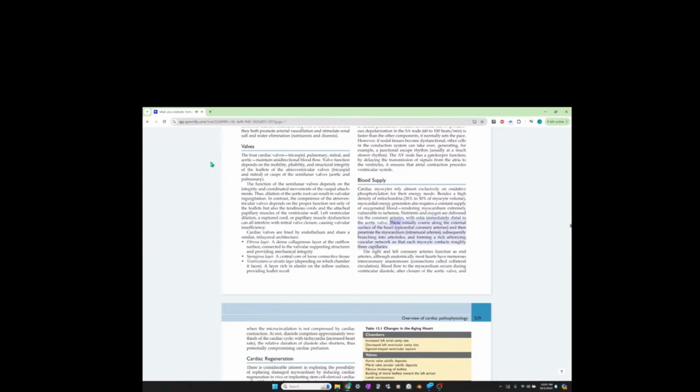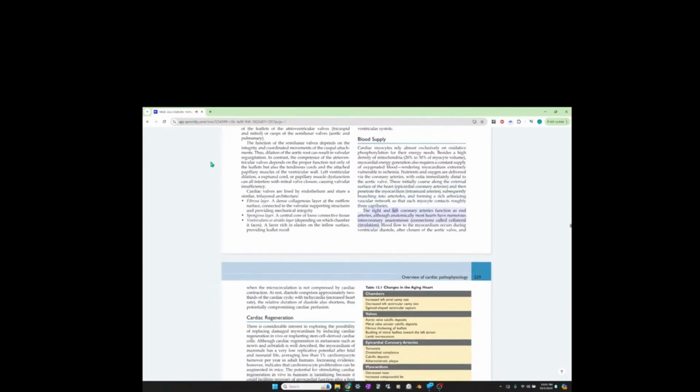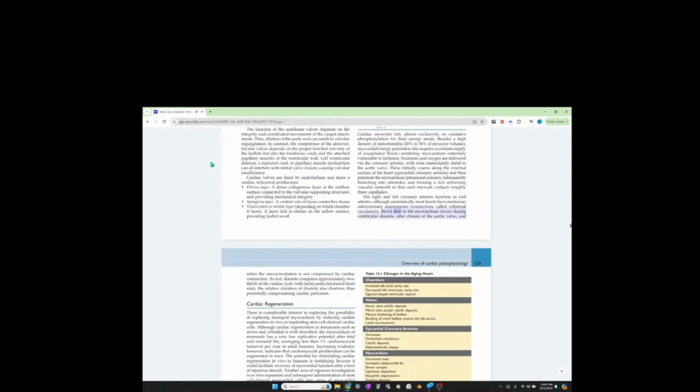These initially course along the external surface of the heart and then penetrate the myocardium, subsequently branching into arterioles and forming a rich arborizing vascular network so that each myocyte contacts roughly 3 capillaries. The right and left coronary arteries function as end arteries, although anatomically most hearts have numerous intercoronary anastomoses. Blood flow to the myocardium occurs during ventricular diastole, after closure of the aortic valve.